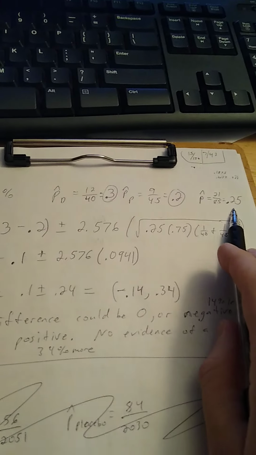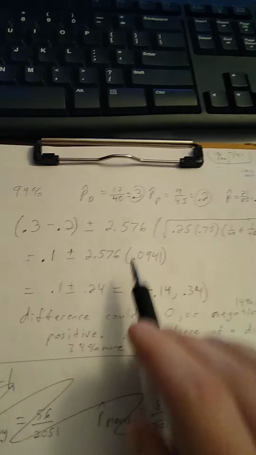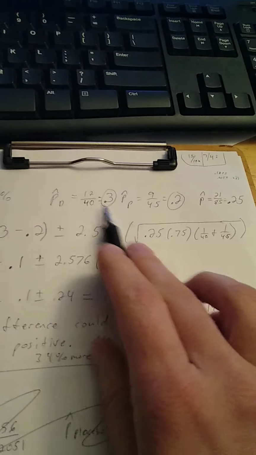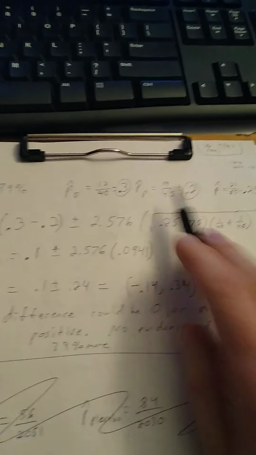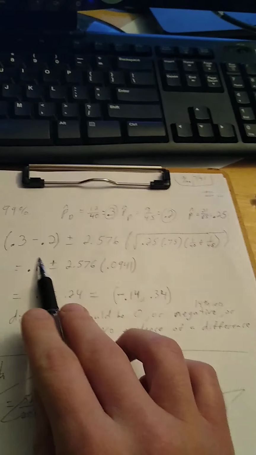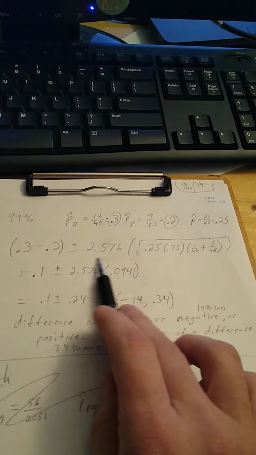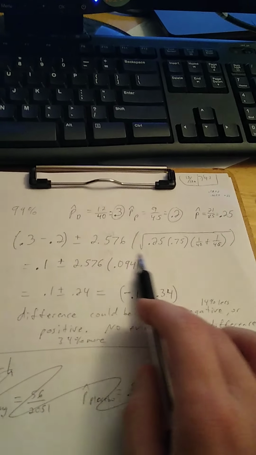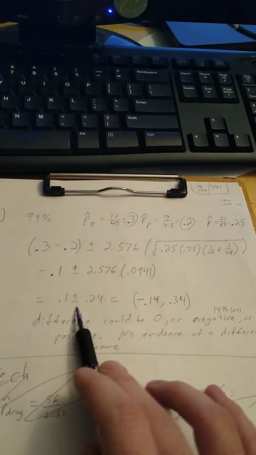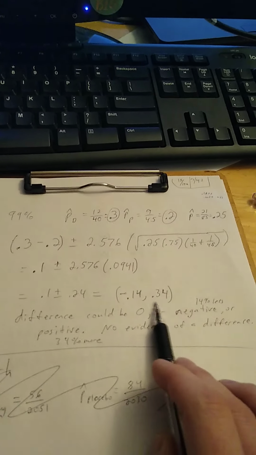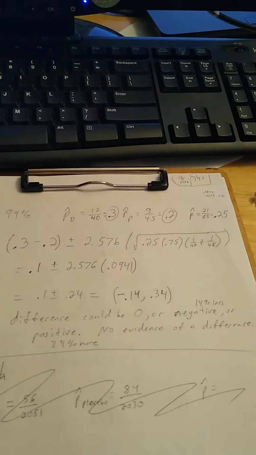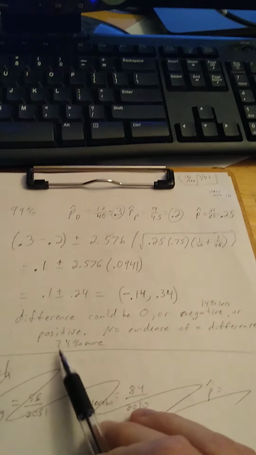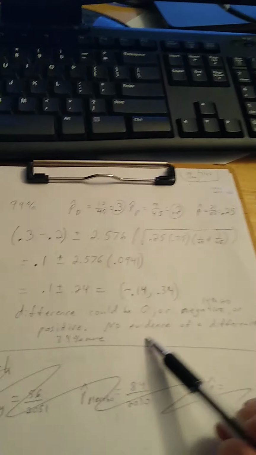P-hat, 0.25 when I pull those together, which makes sense. It's halfway between the two, and these sample sizes are about equal, so the pooled one would be approximately halfway between. Here's the work for the confidence interval. It's 99%, so 2.576. When I run the numbers, you can see 0 is clearly in there. What is the difference? Could be 0, could be a negative difference, as low as 14% less, as high as 34% more. No evidence of a difference at all.